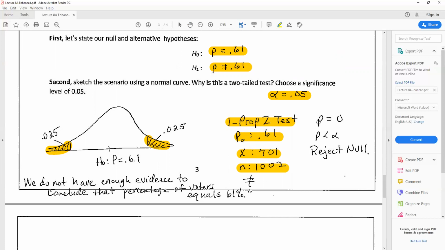If you look, the p-value is 0. Now be very careful when you read this output. At first it appears to be very large, but if you look to the far right, you will see an E. That E means that this is practically 0. In this case, the p-value is less than the alpha level, and when the p-value is less than the alpha level, we reject the null. If we reject the null, then we do not have enough evidence to conclude that the percentage of voters is equal to 61%.